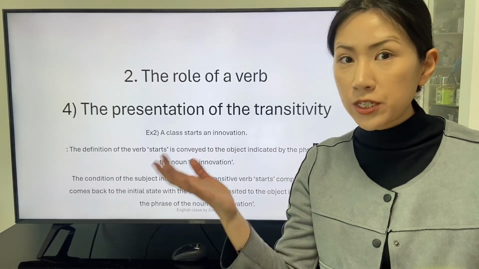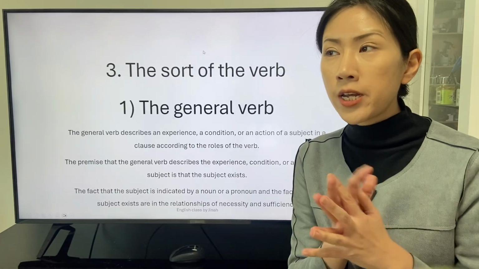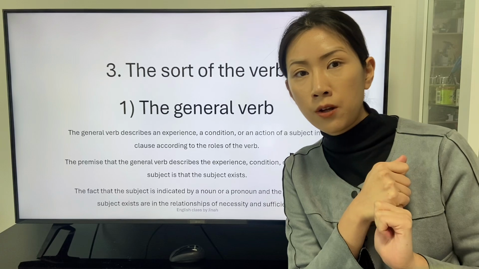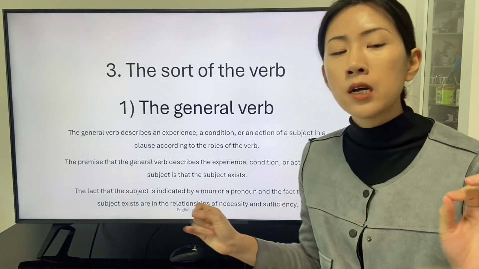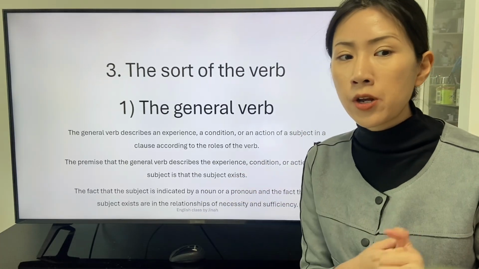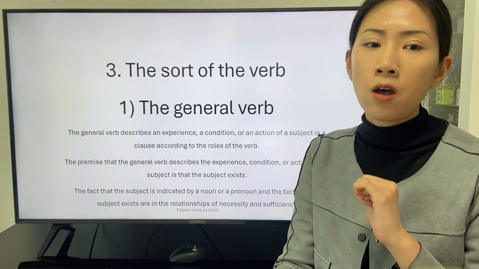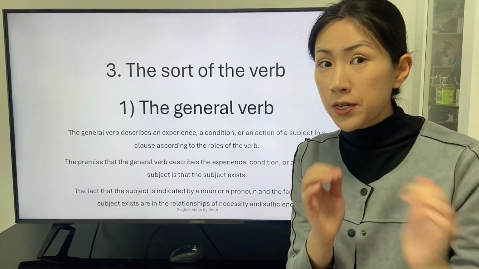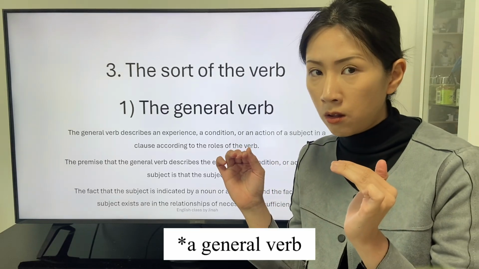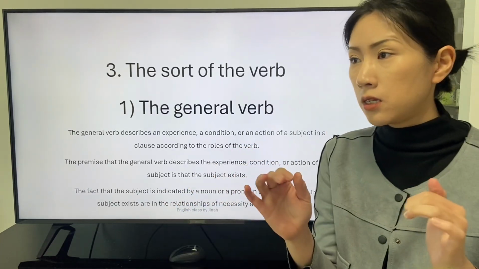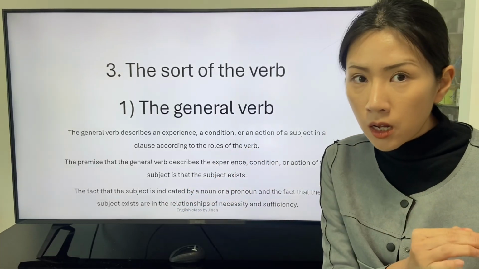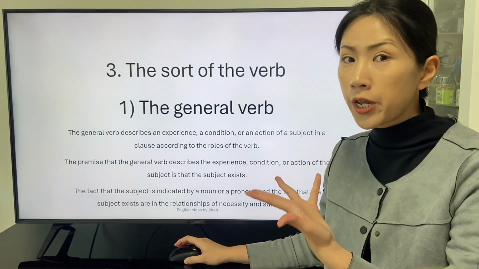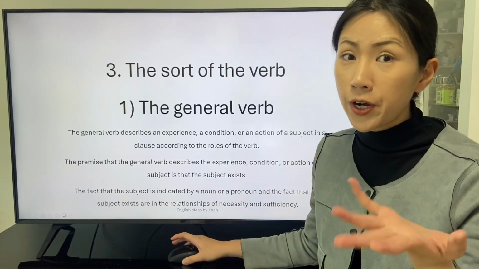We've studied about the definition of a verb and the roles of a verb. From now on, we will study about the search of a verb. There are two searches of a verb. The first one is general, and the other one is a be-verb. Let's start to study with the general verb.